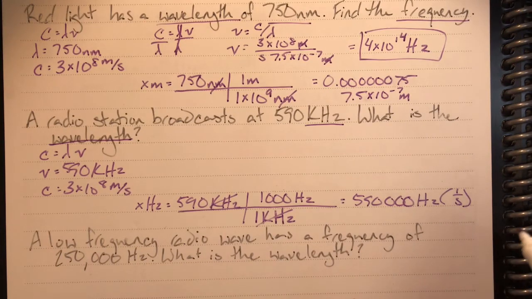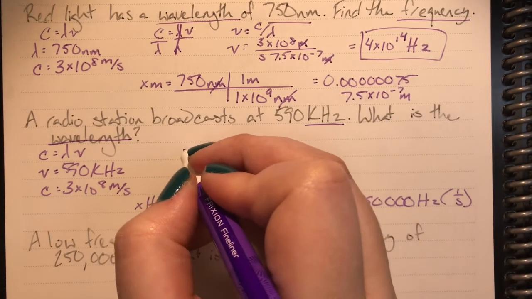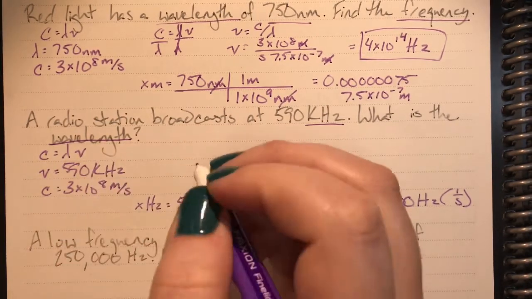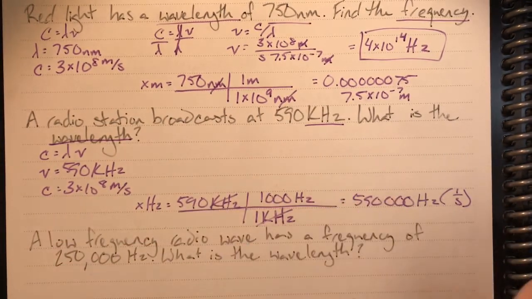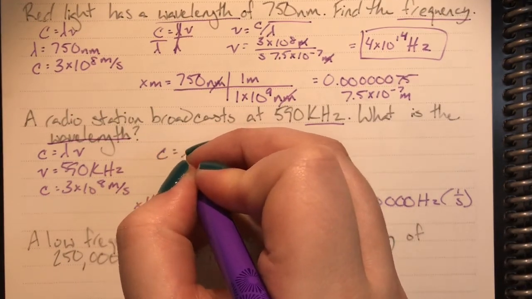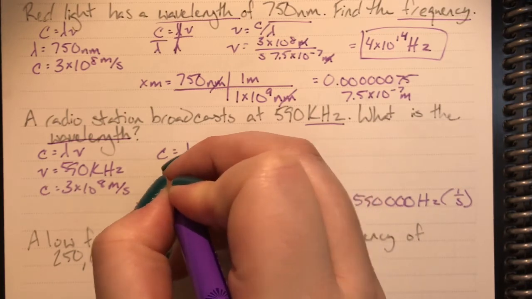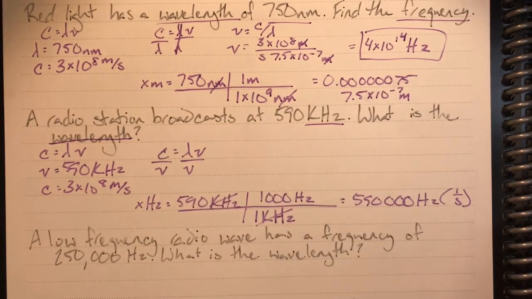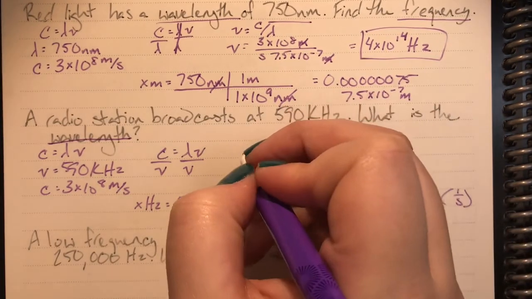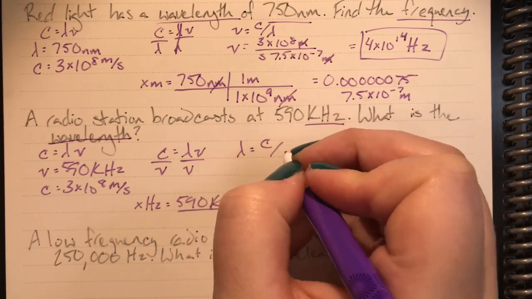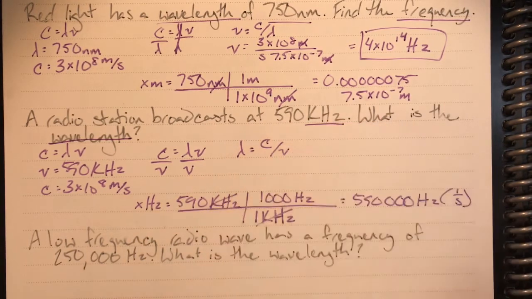So now I have c is equal to lambda nu, and I need to solve for wavelength, so I need to solve for lambda. So c is equal to lambda nu. I'm going to divide both sides by nu, since nu is currently multiplying my lambda, and that will leave me with lambda is equal to the speed of light divided by my frequency.